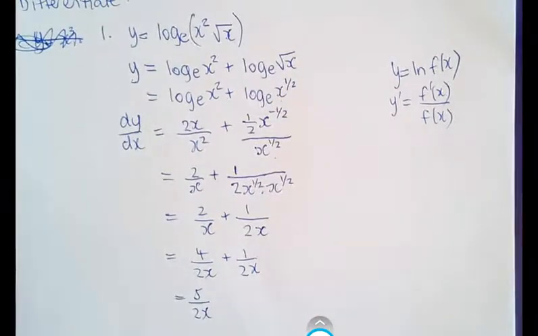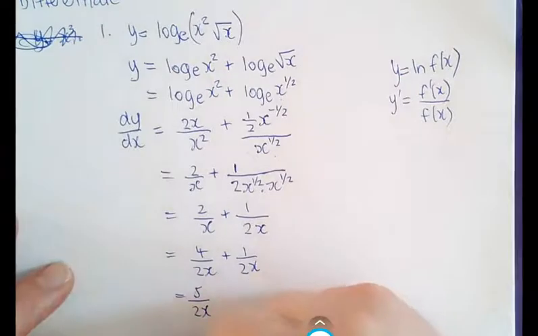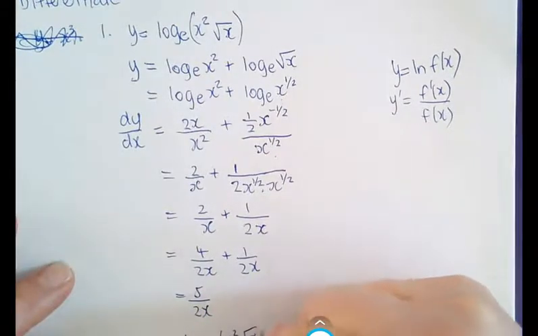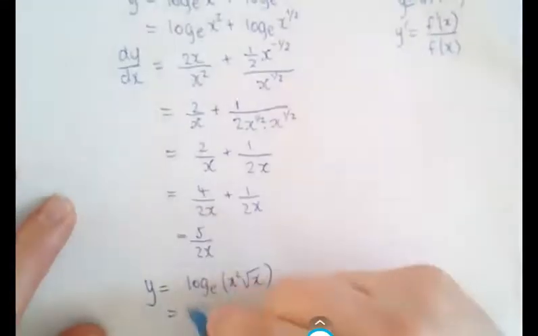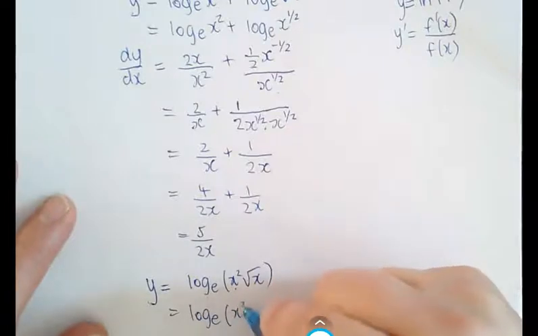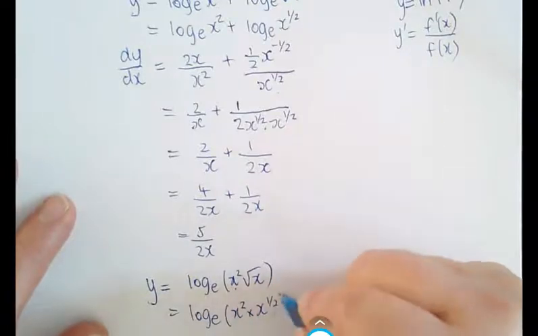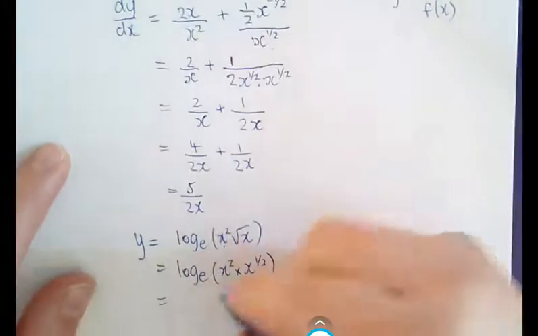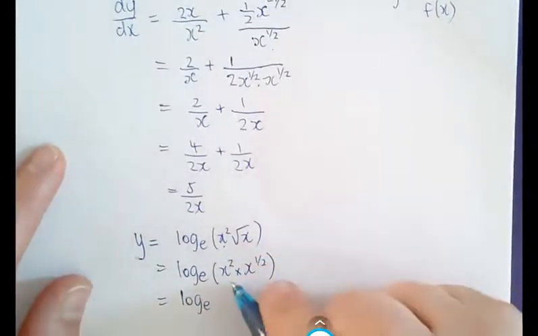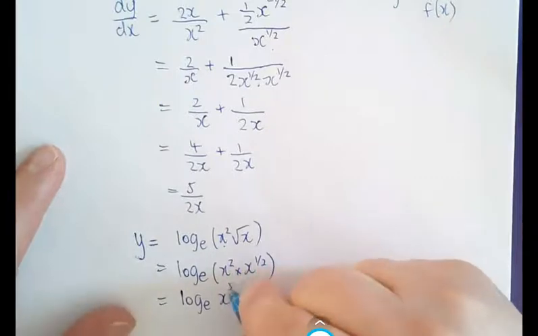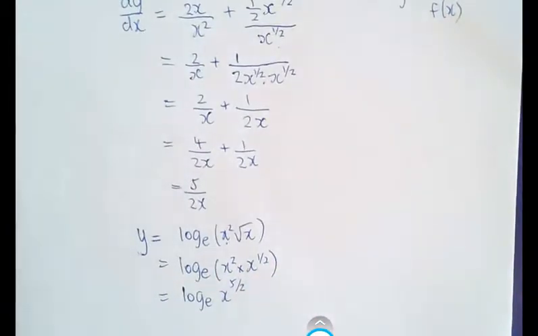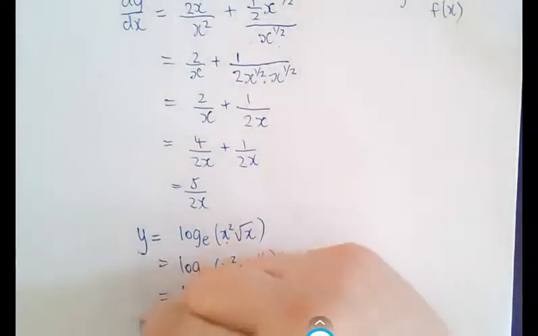So, a better method would be, I'll write the question out again, log to the base e of x squared root x, is just to write this as log to the base e of x squared times x to the half, and simplify this before I start. So that is log to the base e. Now x squared times x to the half, that's x to the power of 2.5, which is x to the power of 5 on 2. And now we're only differentiating this one function.